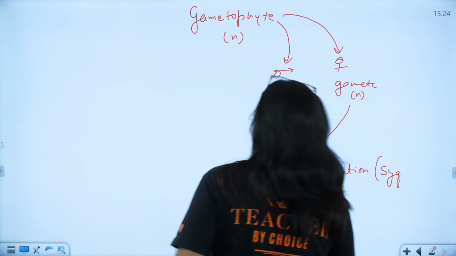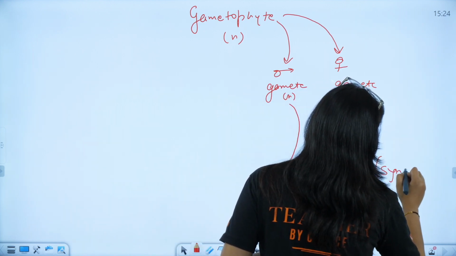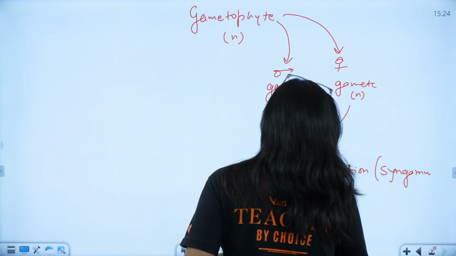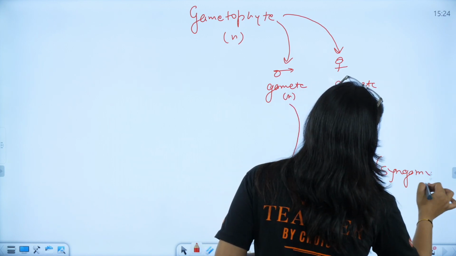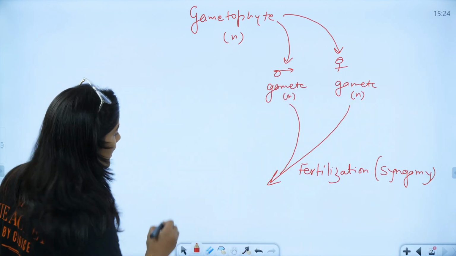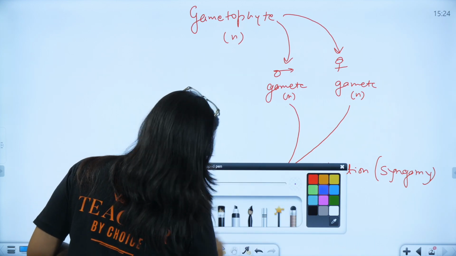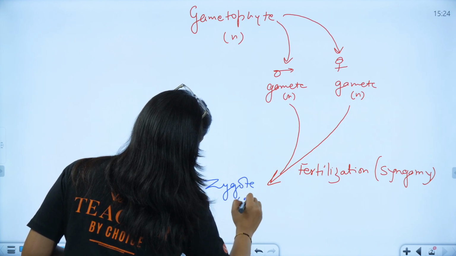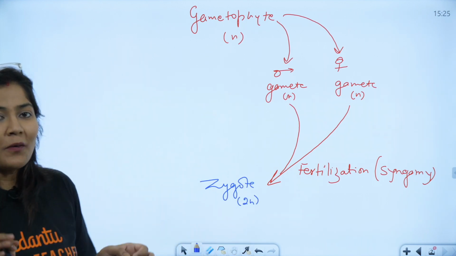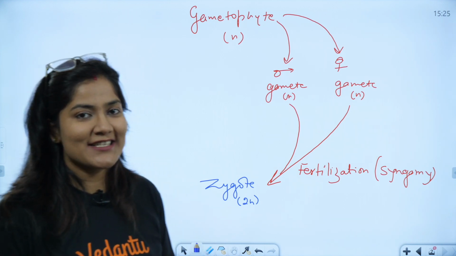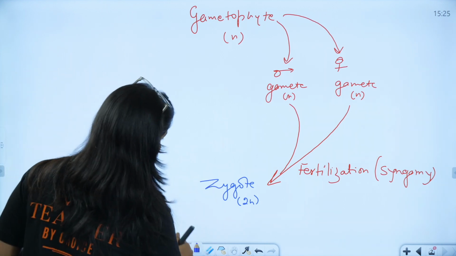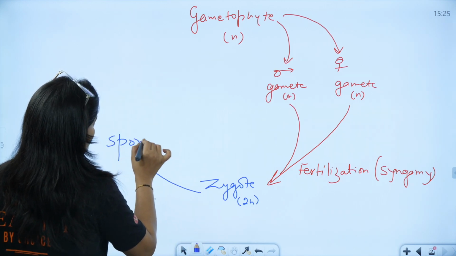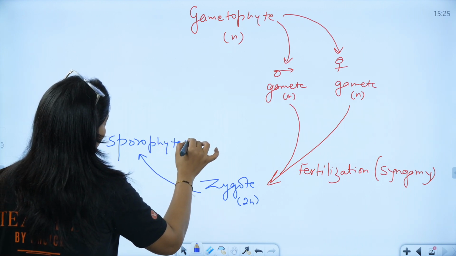Syngamy means that there will be fusion of your cells. So there will be syngamy or fertilization. This syngamy or fertilization will result in the formation of a diploid cell known as zygote. Your zygote will be formed. This zygote is a diploid cell. So from the zygote, your sporophytic phase is going to start. Now finally, this zygote will undergo mitosis, resulting in formation of a sporophyte. Sporophyte is a diploid plant body.